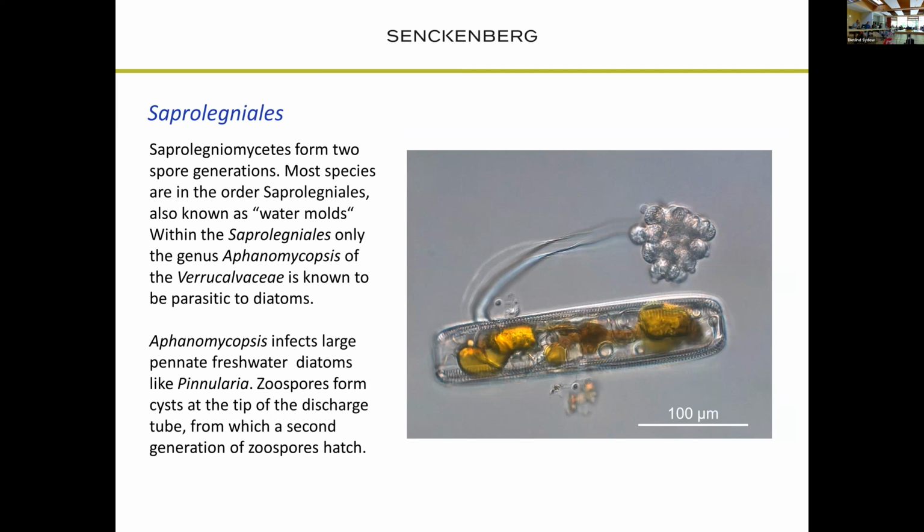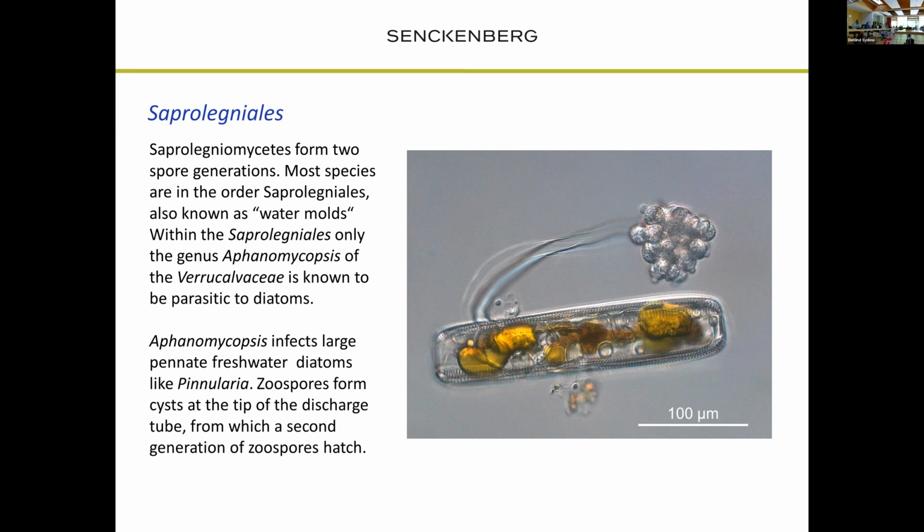Then if we move to the second group of Oomycetes, the Saprolegniales, here we also have some parasites of diatoms. In contrast to the previous group, the Peronosporales, in the Saprolegniales 2 different generations of zoospores are formed. Which means they have a first generation of zoospores that are usually weak swimmers or sometimes just cysts, and then the second one that can swim very nicely and vigorously.